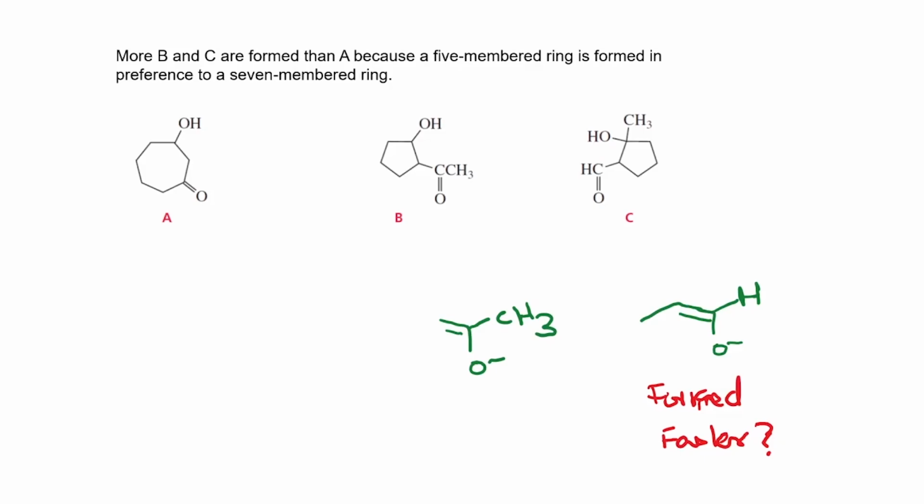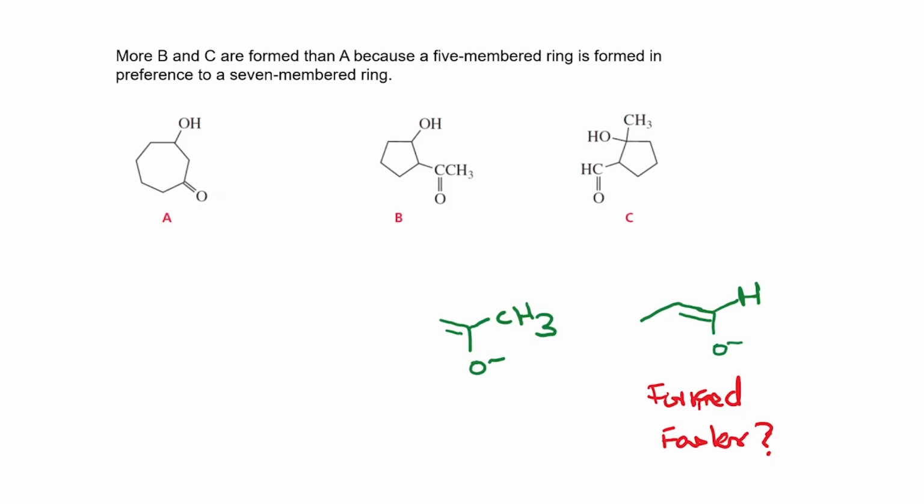And now between B and C, what we can suggest is that the enolate from the aldehyde might be formed faster, because aldehydes, generally speaking, are more reactive when compared to ketones, or the enolization is much faster. So if we have a choice, we may suggest that the enolate formed from the aldehyde would be much more preferred. Okay, so this is how we would solve this problem.